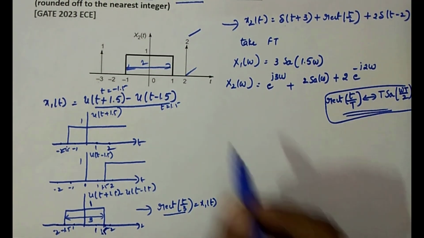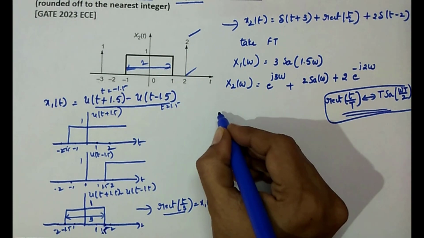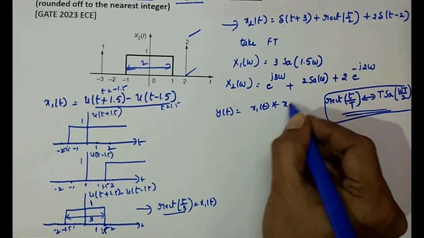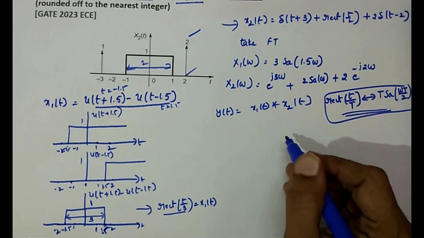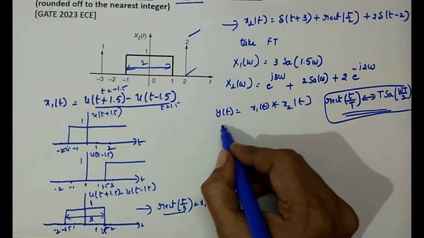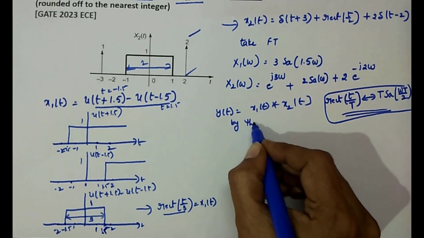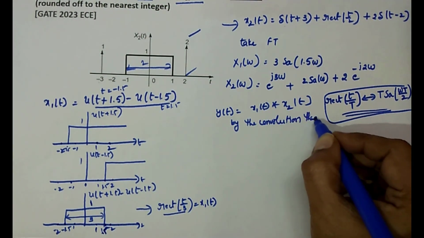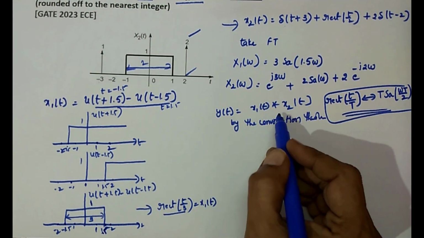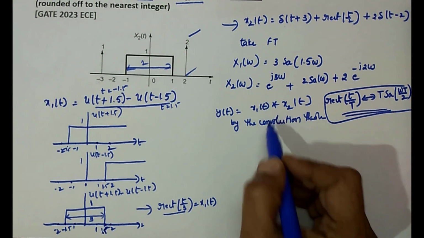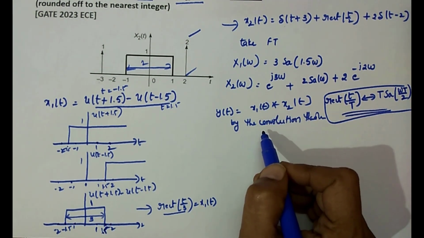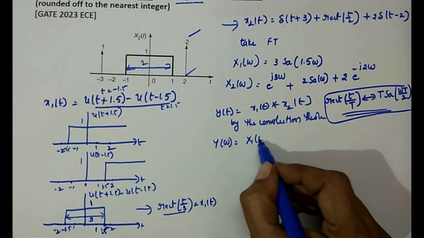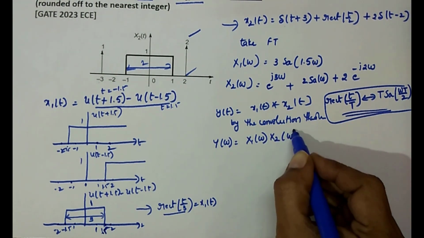Then the given y of t is equal to x1 of t convolved with x2 of t. We know by the convolution theorem, in the Fourier transform concept, convolution in time domain is equivalent to multiplication in frequency domain. So according to that, you can write y of omega as x1 of omega into x2 of omega.